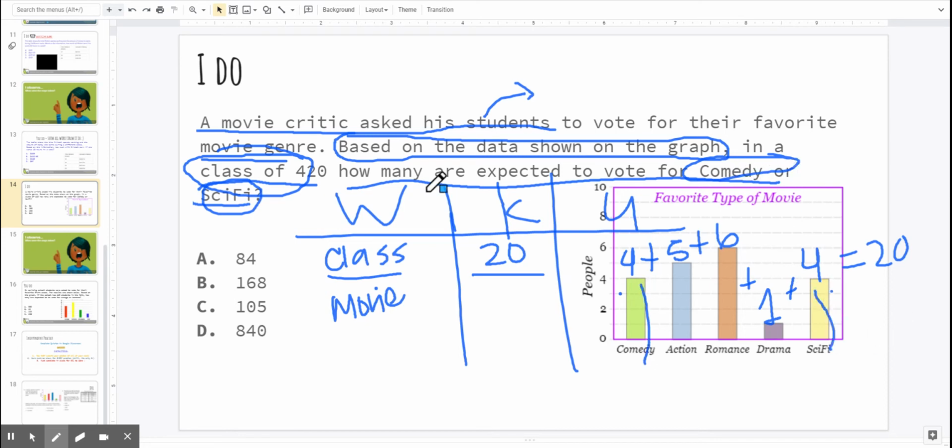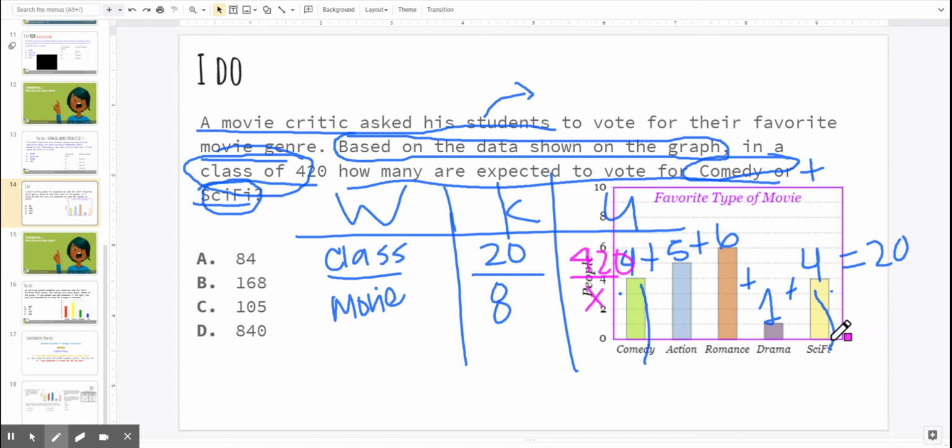This right here, comedy or sci-fi, tells me that I add comedy plus sci-fi. So I add comedy and sci-fi. So that's 8 people right there. Now, on my unknown ratio, it's in a class of 420, how many people are expected to like comedy and sci-fi? Meaning that if there's 420, how many would actually like comedy and sci-fi combined together?